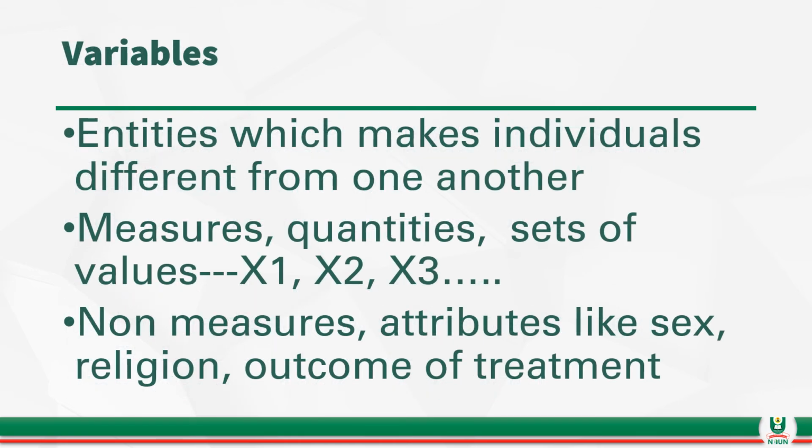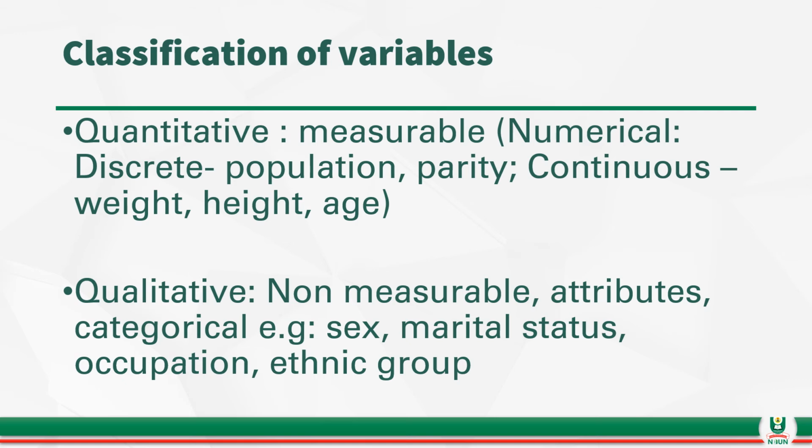So with these calculations, this brings us to variables. What do we understand as variables? Variables are entities which make individuals different from one another. That identity that makes individuals different from one another is a variable. It could be measures, it could be quantities, it could be sets of values: 1, 2, 3, 4, 5. It could be non-measures as well, attributes like sex, male, female, religion, Christian, Muslims, Hindus. It could be the outcome of a treatment. That is termed a variable.